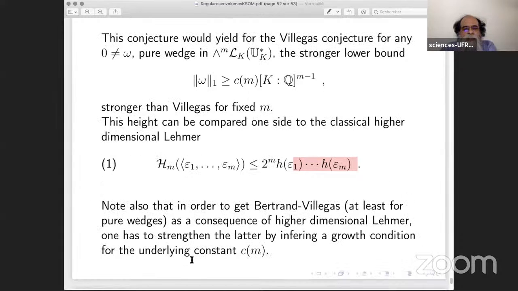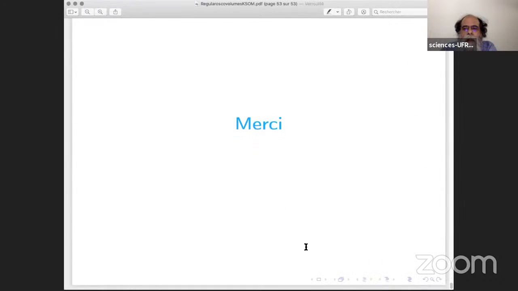And it gives you a motivation that if you further strengthen the lemma problems by predicting the growth of C of M, you probably have these Bertrand Villegas statements as pure consequences of the higher dimensional lemma, at least for pure weights. So I'll stop here, and we can go back to questions.